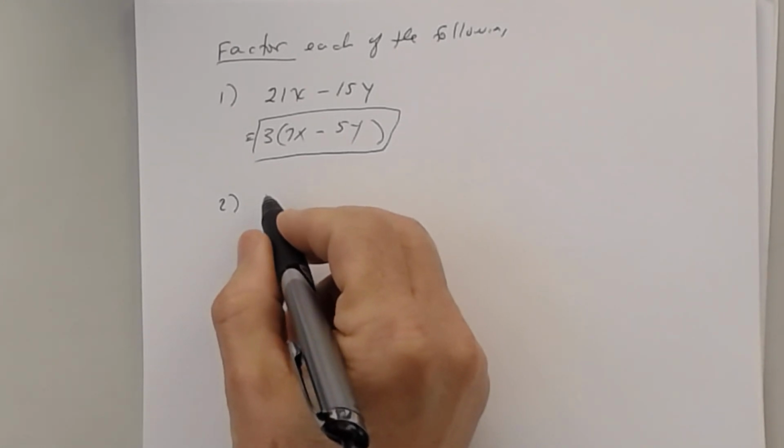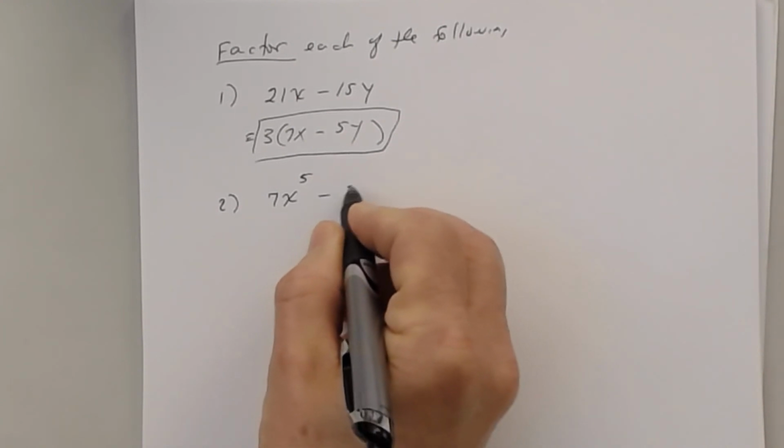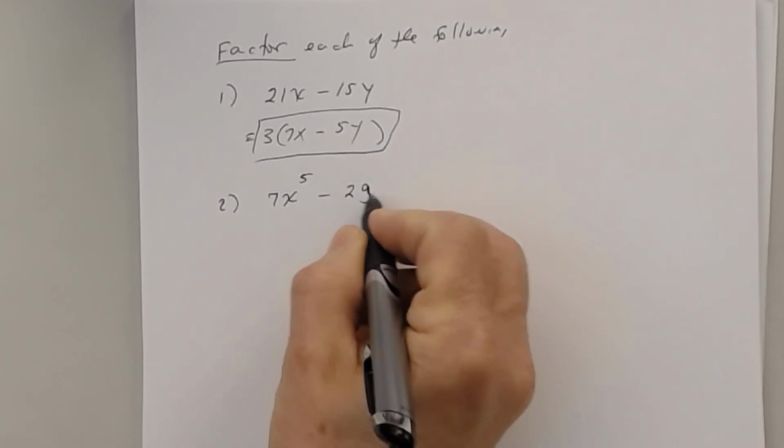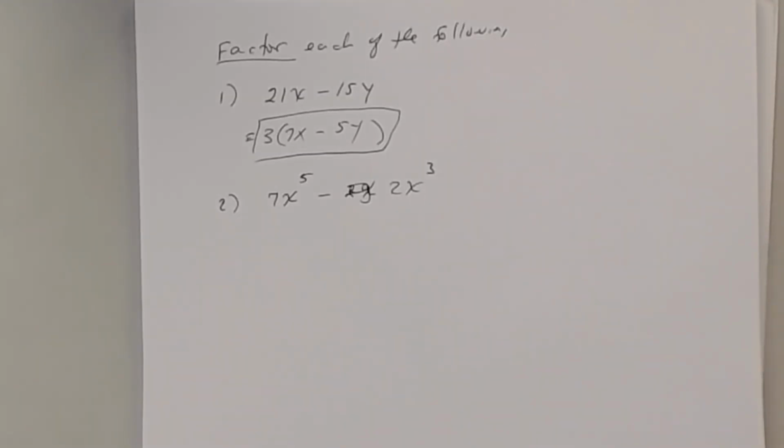All right, number 2. Suppose you had 7x to the 5th minus 2x to the 3rd power. What do you think the GCF is here? 1 to the 3rd. Okay, so in terms of 7 and 2, the GCF is 1, but is 1 the GCF though? No. Because what do you notice about those two terms? They both have x's in them, so my GCF has to contain the variable x.